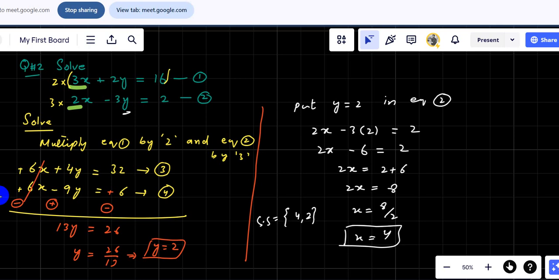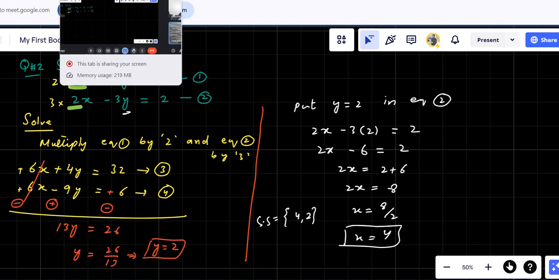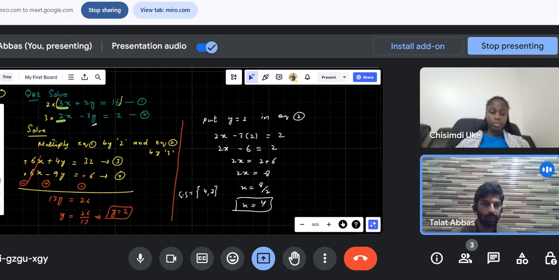Okay, so this was the second type, when you have equations whose coefficients are different. So we need to make those coefficients the same. I think this is also easy. If you have any questions in this, you can ask.